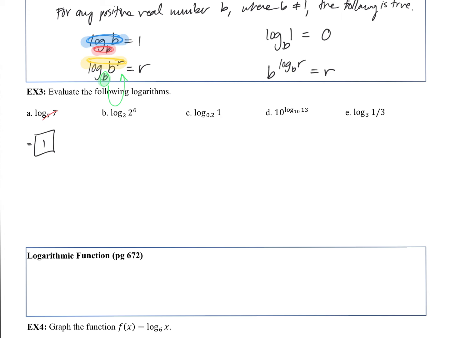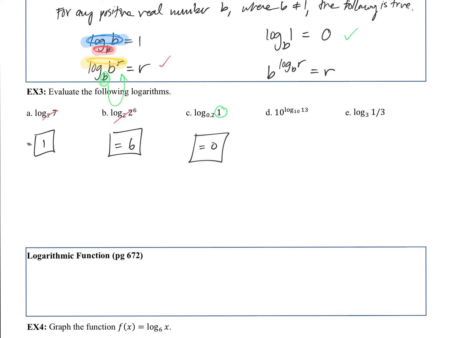The next one, the base matches the argument. Using the cancellation rule, we can go ahead and cancel those, and we're left with the answer of 6. Next one. Ooh, which one does this match? Well, the base and the argument aren't the same. However, the argument is a 1, which is this one right here. That answer is 0. Anything with an argument of 1 is 0.